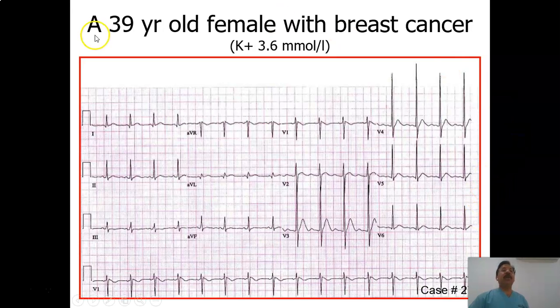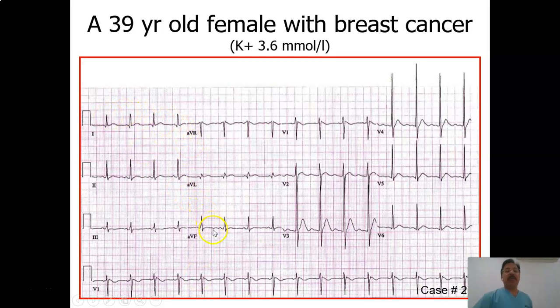Case number 27, a 39-year-old female with breast cancer. Potassium is 3.6. The normal level of potassium is 3.5 to 5 milliequivalent per liter, so it means potassium is normal. So let's look at this ECG. The rate seems to be normal, and the rhythm, there are P waves followed by the QRS complexes. So it's a sinus rhythm.